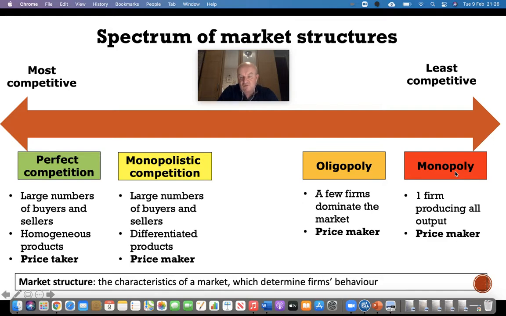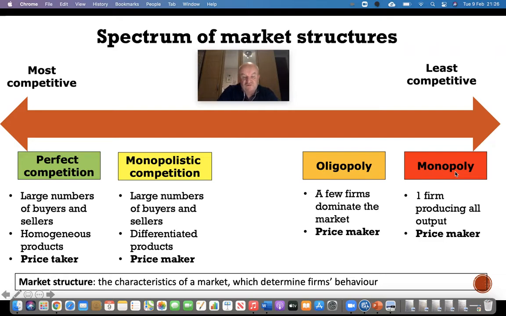And we've already looked at monopoly. Okay, so those are the four different types of market structure that you're going to need to understand and also be able to demonstrate and show graphically what some of the advantages and disadvantages of each of these different forms of market structure are. Okay, so hopefully by the end of this booklet, you'll be very comfortable to do that.